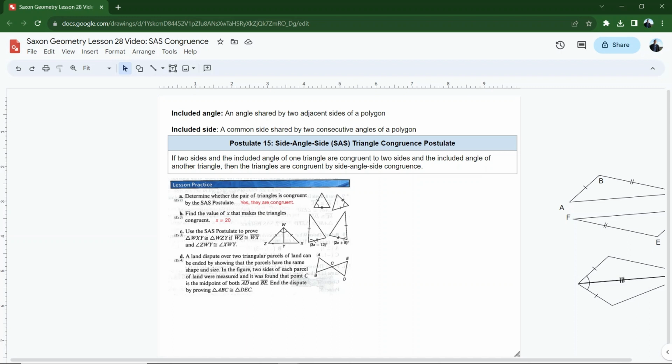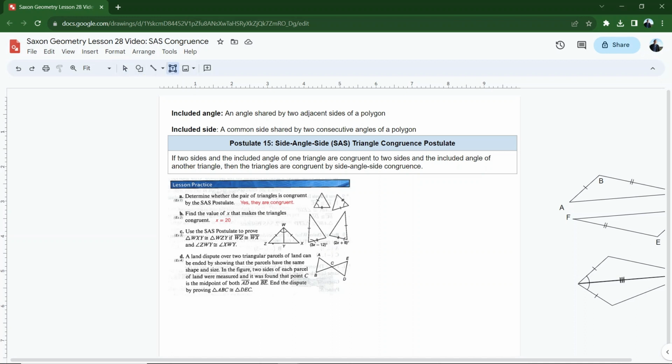Next we need to find the value of x that makes these triangles congruent. How would you go about doing it? Okay, let's see. Well, this is pointing to this angle here. This is pointing to this angle here. Notice that that's the included angle between the two known sides.